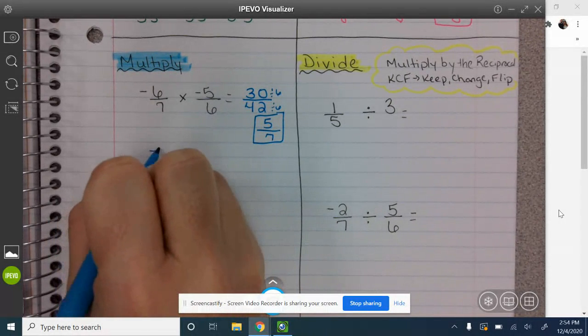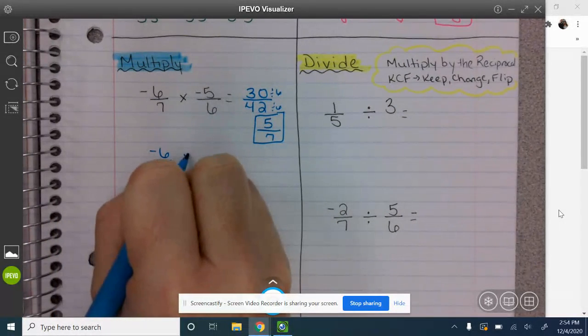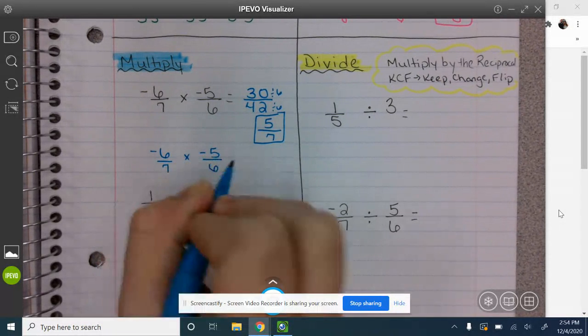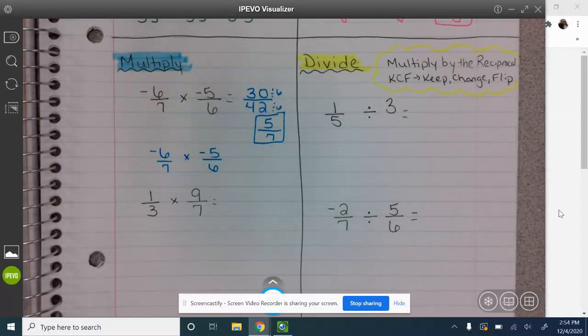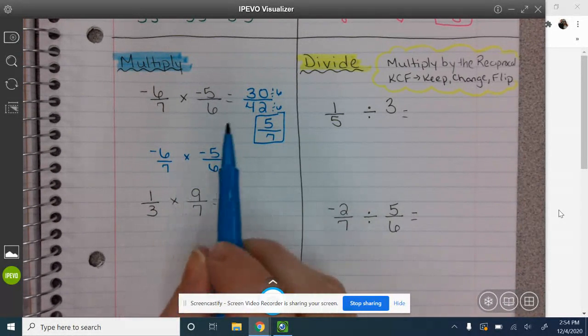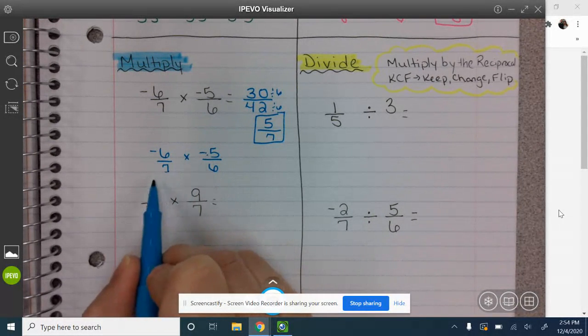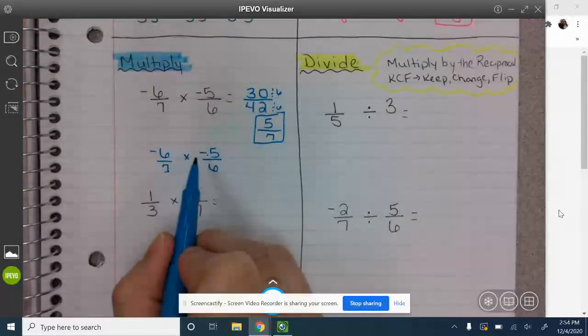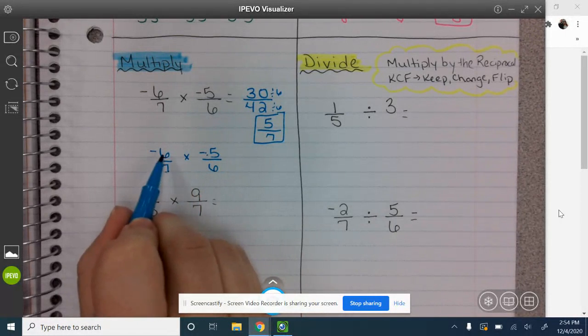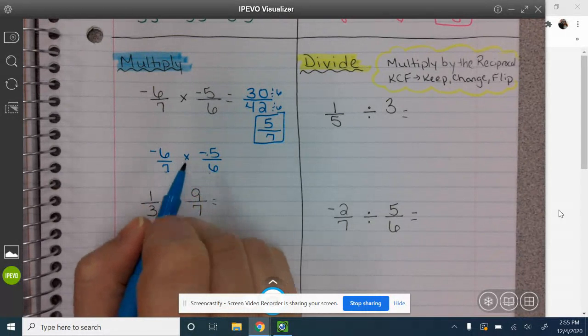However, if I rewrote this problem down here, some of you are very comfortable with cross-canceling. You learned it in 6th grade and felt good with it. Some of us still struggle. So what cross-canceling is, you look at the two that are across from each other. Does 7 and 5 have anything in common? No. Does 6 and 6 have anything in common? Yeah, 6 can go into both of them, or 2, or 3.